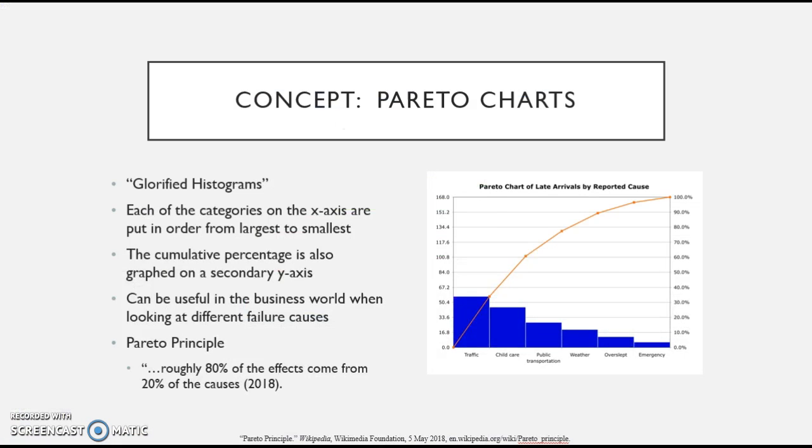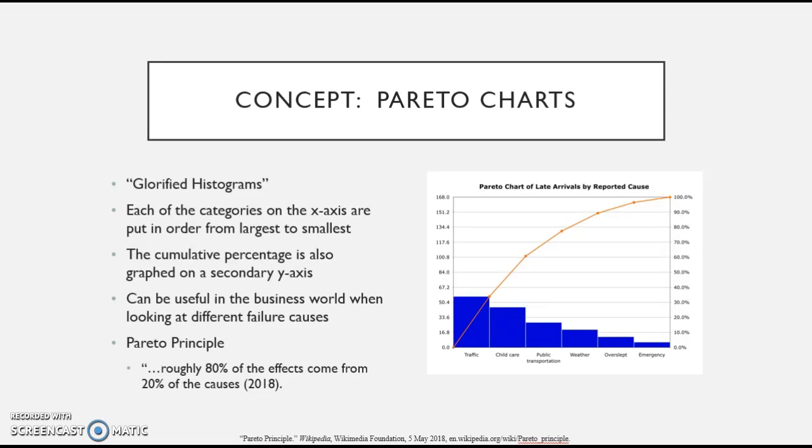Our next concept is Pareto charts, and I actually like to refer to them as glorified histograms because they are basically histograms just with a few more details. So notice that each of the categories on the x-axis are put in order from largest to smallest. The cumulative percentage is also graphed on a secondary y-axis, and it can be useful in the business world when looking at different failure causes.